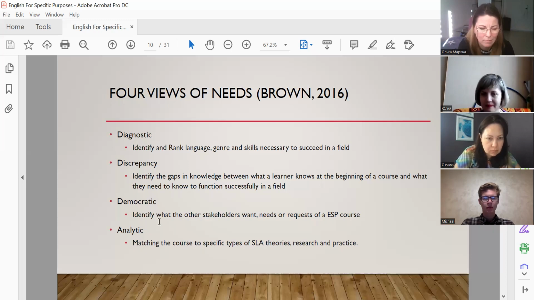And then analytic: matching the course to specific types of SLA theories, research, and practices. Second language acquisition theories. So there are many theories. We've touched upon some during this course, and you need to make use of those.